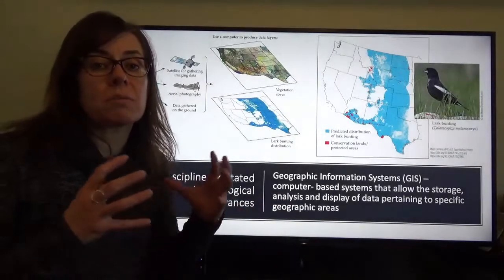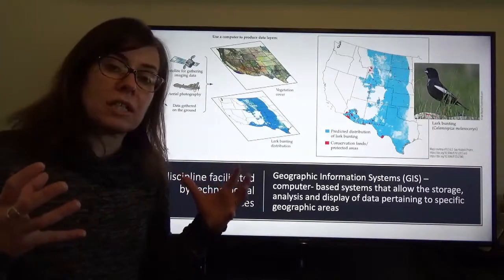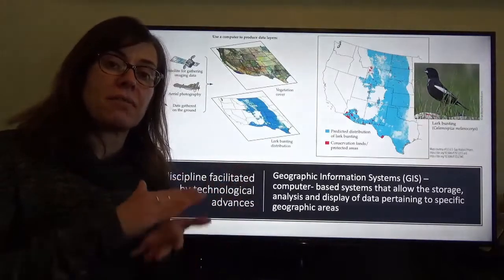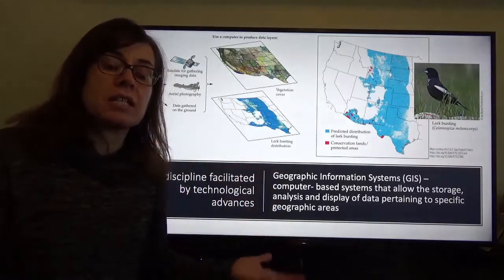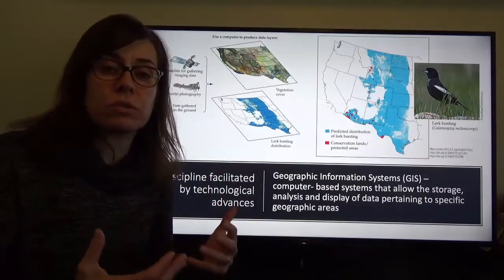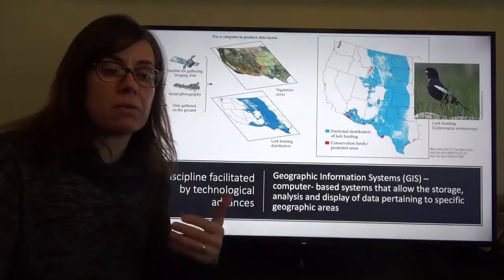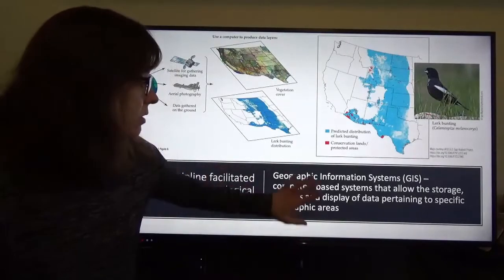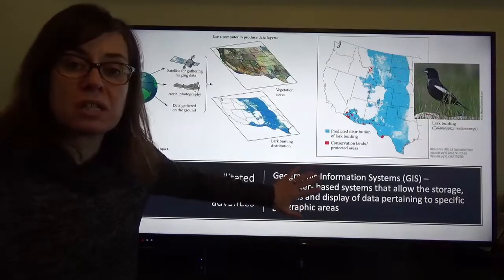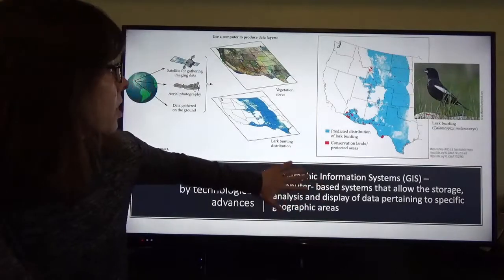So a lot of times when we're working with spatial data sets, these are very large data sets that may have a lot of different layers, and it takes a lot of computing power to work with those data. The processing power of computers now has allowed us to do this kind of work much more effectively than was possible before.